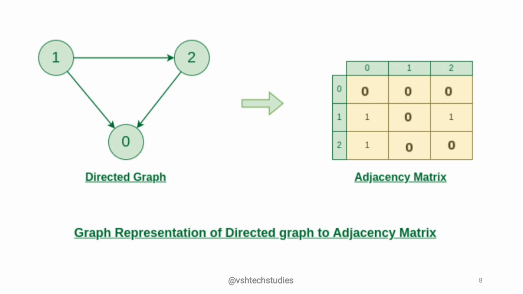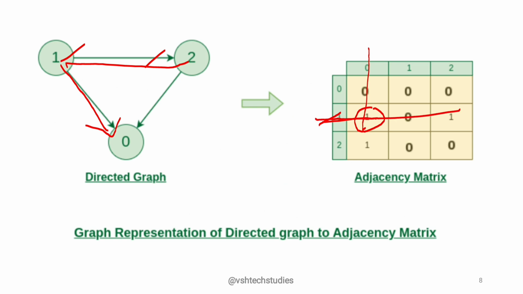Next for vertex 1. 1 to 0 there is one directed line. So that is why it is filled with 1. 1 to 2 there is an arrowed line, that is why 1 is filled. And this is filled 0 because 1 to 1 there is no arrowed line.